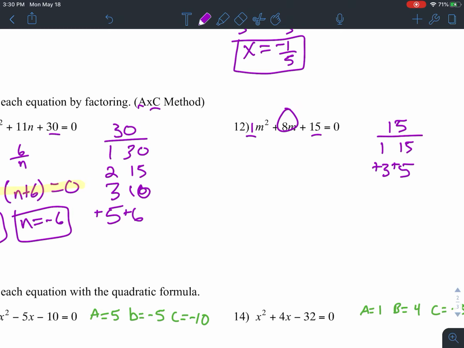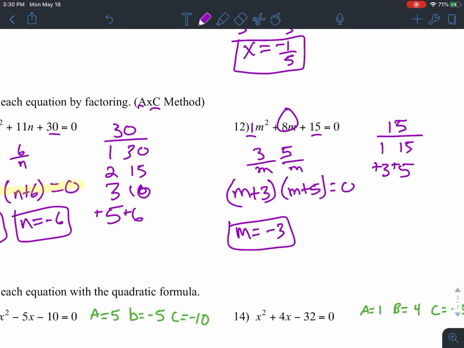So we take our 3, we take our 5, we put an m under each one and write our answer m plus 3 in parentheses and m plus 5 in parentheses, set it equal to 0. And once again, there's no number in front of those variables, so we can just take the opposite. So it's going to be m equals negative 3 and m equals negative 5, and we're done. So you will have two problems just like these on the quiz. You have to show me this.